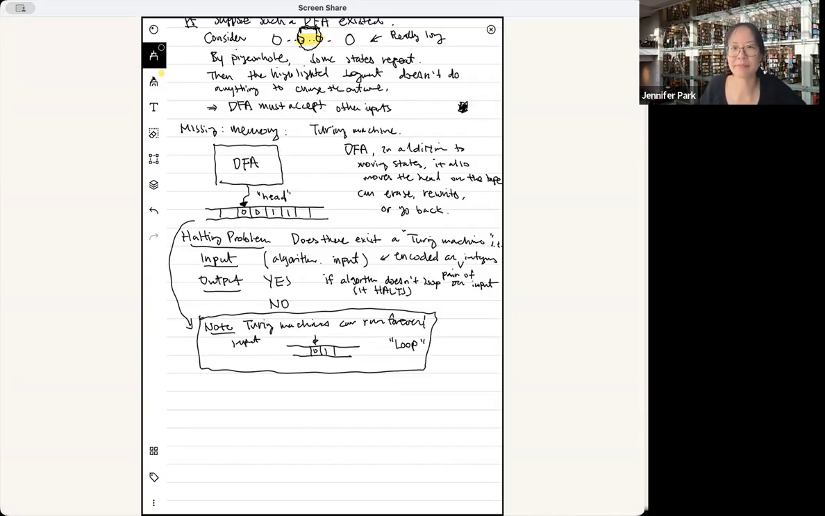Hence the name halting problem. And then no otherwise. If the algorithm doesn't halt on the input, then it's going to output no. Is there any way to tell whether it's looping from the outside? That's exactly what the halting problem is doing. So they want to know whether we will be able to tell whether the computer is looping or not.